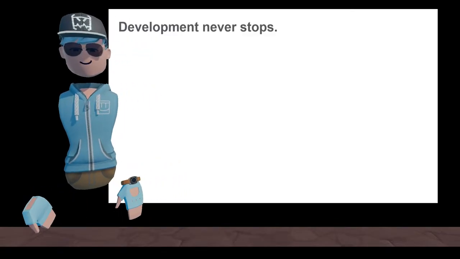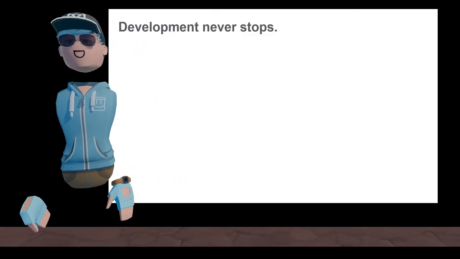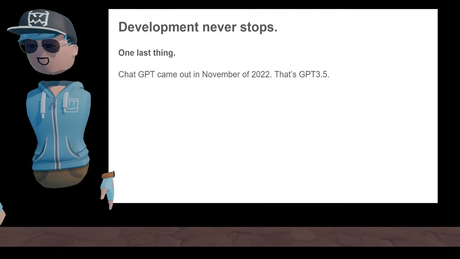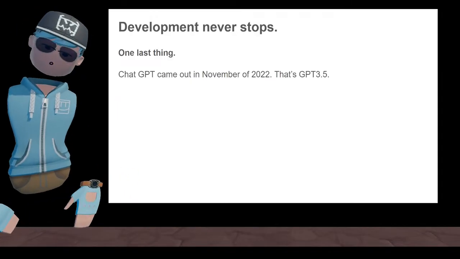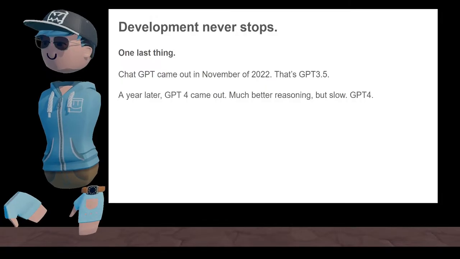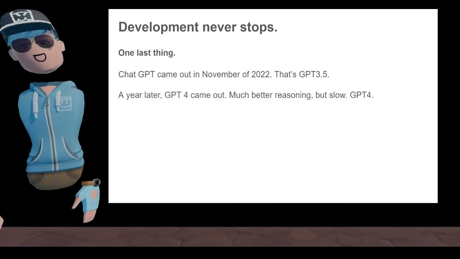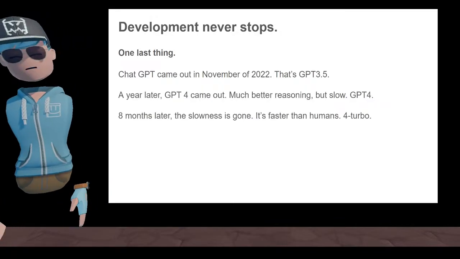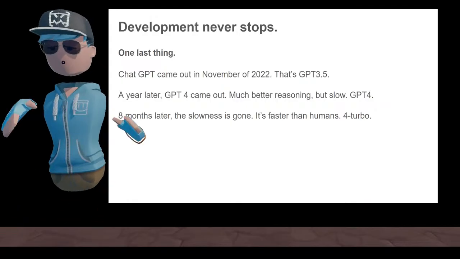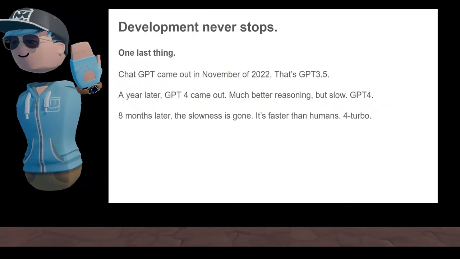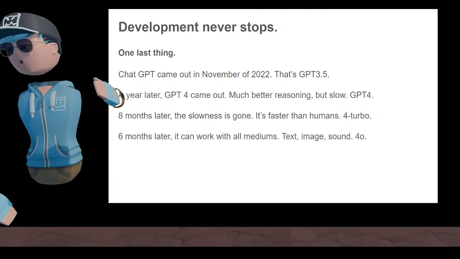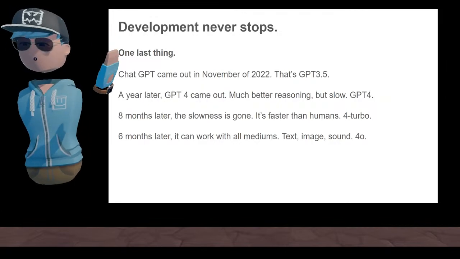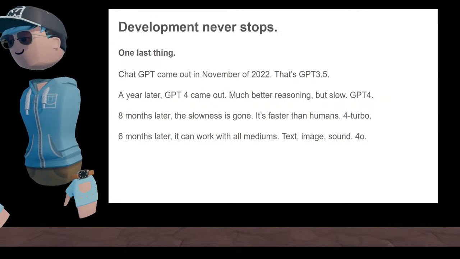Development never stops. Oh yeah, this slide. Okay, so one last thing. GPT 3.5 came out November 2022. A year later, we got GPT 4. It can think way better, but it's slow. And then 8 months later, now it's fast, equally smart, fast as hell. And that was pretty soon after. 6 months later, now it can work with all mediums, not just text. Now it can interpret voice and audio and images. That was just 6 months later.